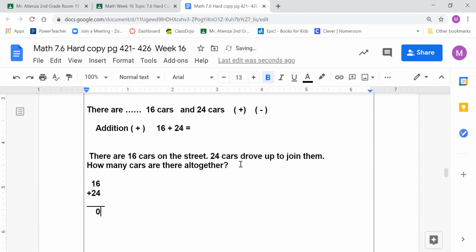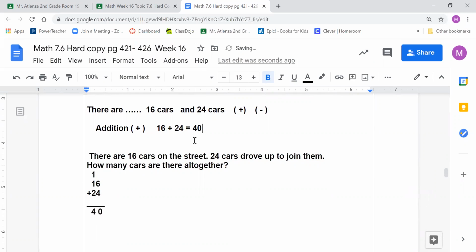6 plus 4 is 10. And then I know I have to carry the 1. So I bring a 1 up. 1 plus 1 is 2. 2 plus 2 is 4, so 40. So now I know my answer is 40. You can also do a number line. 16 plus 24 equals 40.